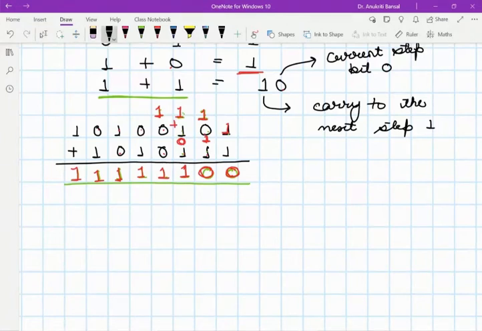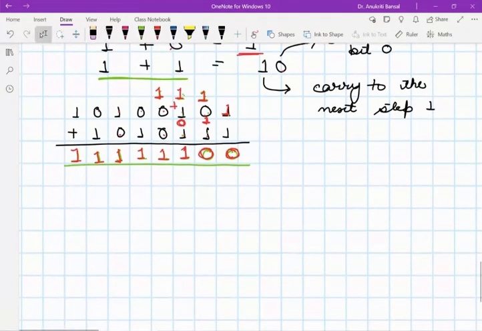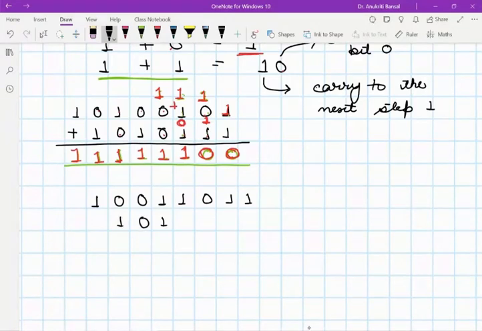Okay, so just try this on your own. These are two numbers and you have to add them. Don't type the answer in the chat box, just type done if you have solved this. What is the binary addition of these two numbers, and also find the decimal equivalent.